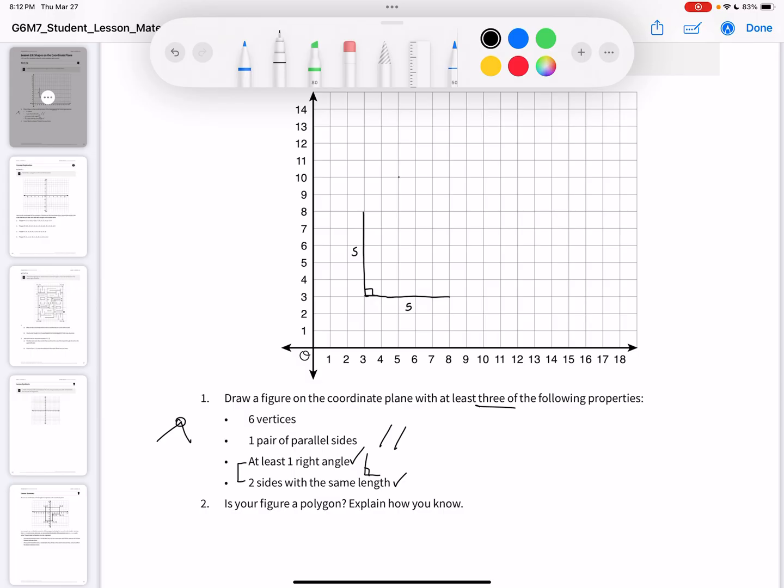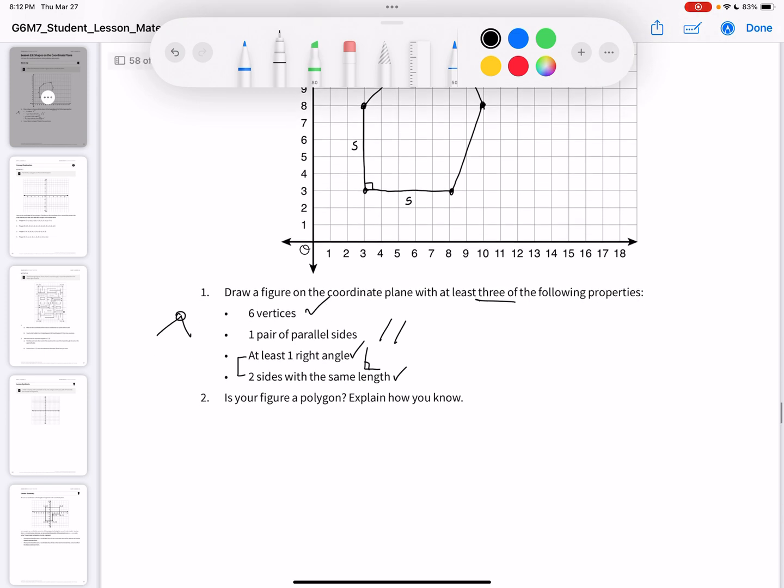So we're gonna go here. So we have 1, 2, 3, 4, 5, 6. Because if I were to connect them all together, like that, I would have 1, 2, 3, 4, 5, 6 vertices. All right, so we've done that.